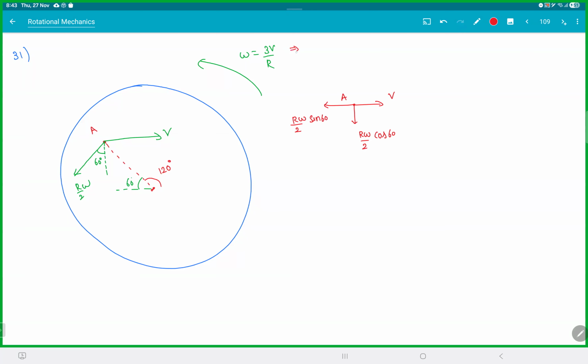And we can clearly see R omega is nothing but 3V. Therefore, velocity of A will be V minus R omega, which is 3V by 2, sine 60 is root 3 by 2, I cap, minus R omega is 3V by 4 J cap. Check. That's your velocity at point A.